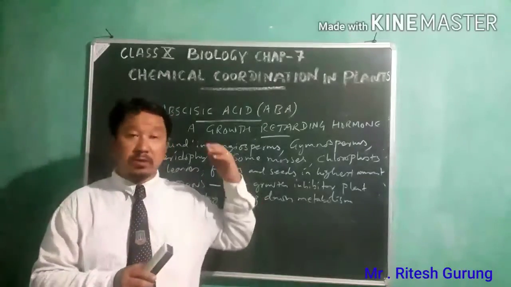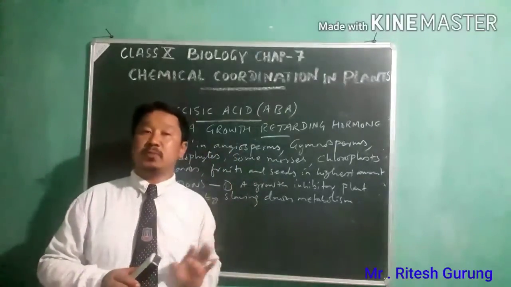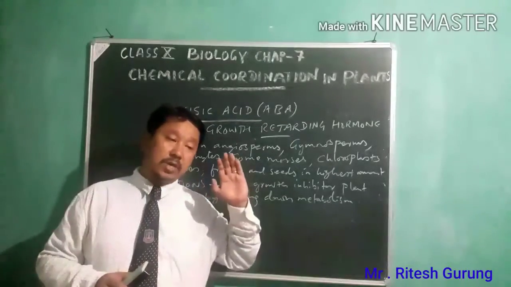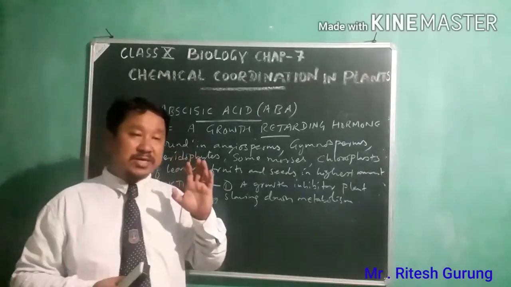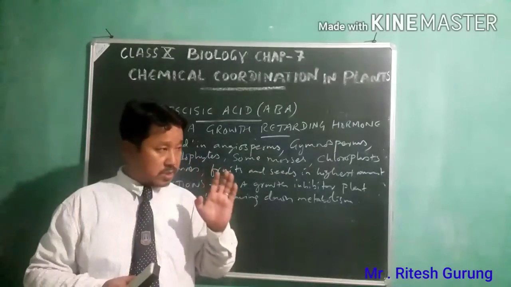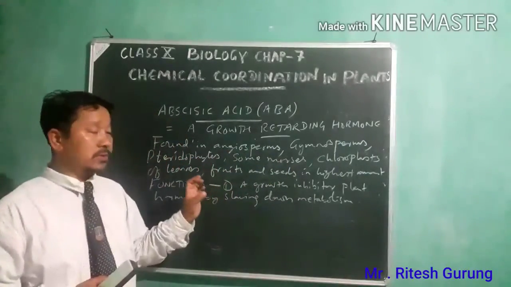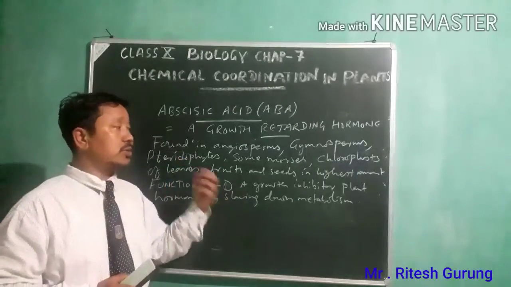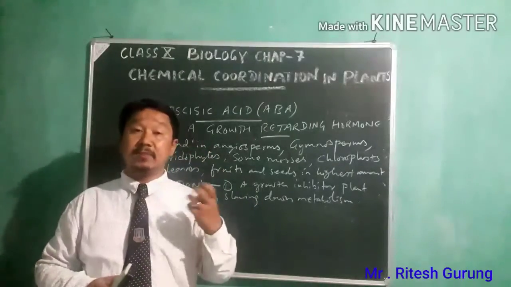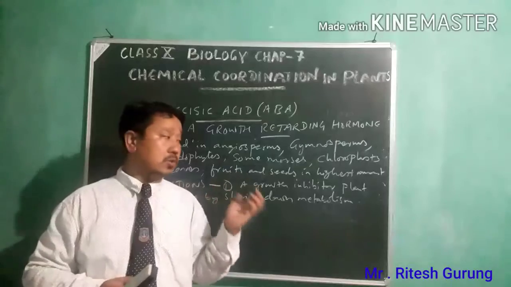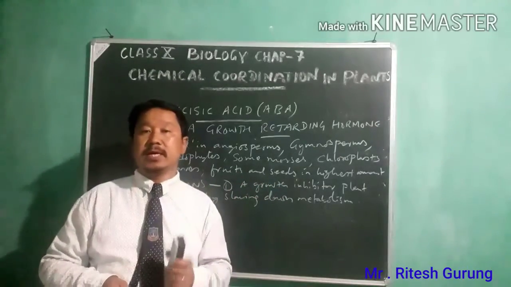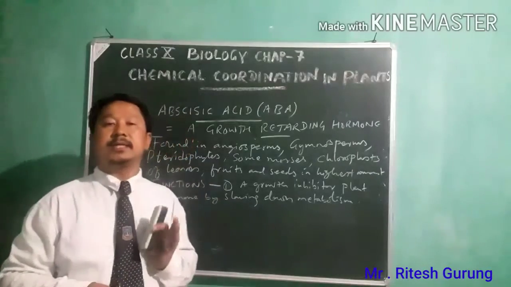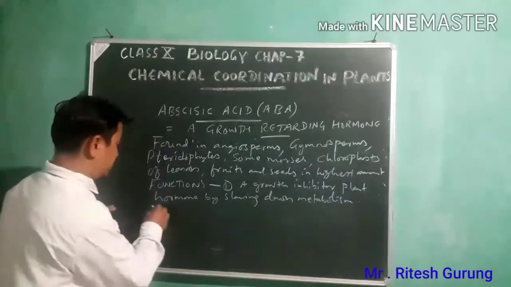As I've told you, there are other hormones which are responsible for the growth, like auxins, gibberellins and all. So just contrary to them, this hormone acts just to check the growth, inhibit the growth of the plants by slowing down the metabolism. All right, and number two, inhibits seed germination and development.